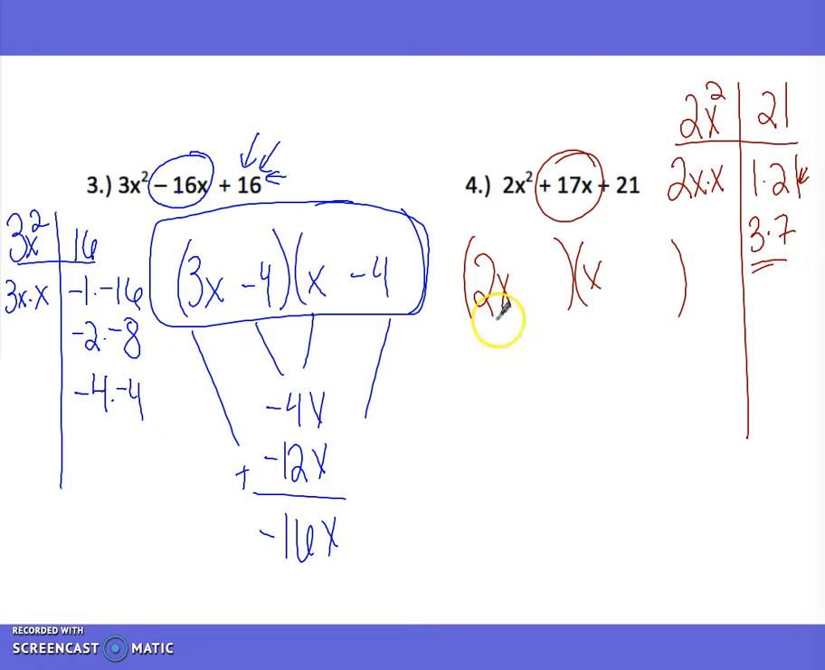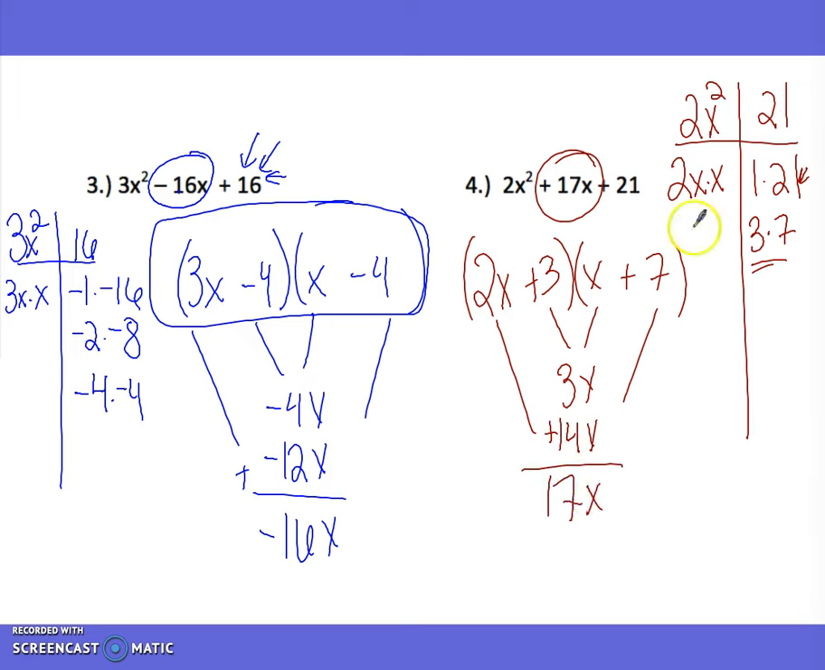I thought to myself, I know I'm going to be multiplying 2x by something on the outside. What do I want to use? So I said, well, why don't I just try the 7, because 7 times 2 is 14. And let's see, 3x, 14x, add them together, I get 17x. It worked right away.